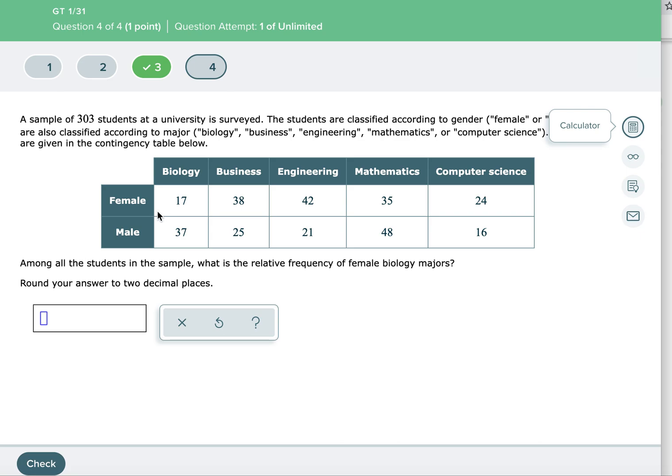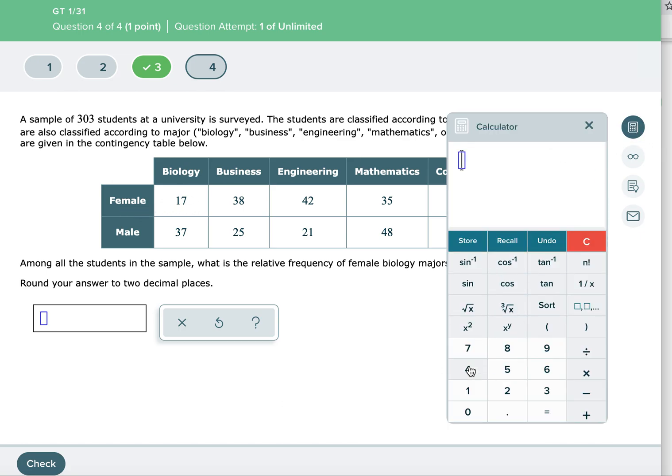So we actually don't have any adding to do on this. I'm just going to use this 17 because that applies to female and to biology. So I'm going to take 17, and the whole that I'm dividing by, it says, of all the students in the sample, among all the students in the sample. Well, all the students in the sample is 303. So I'm going to do this, and I'm going to get a smaller number here. We're rounding, and it says to do two decimal places.